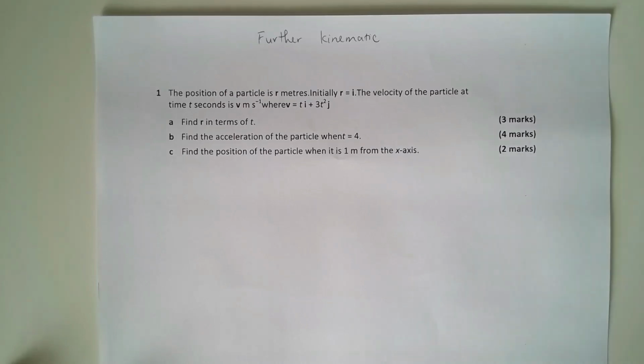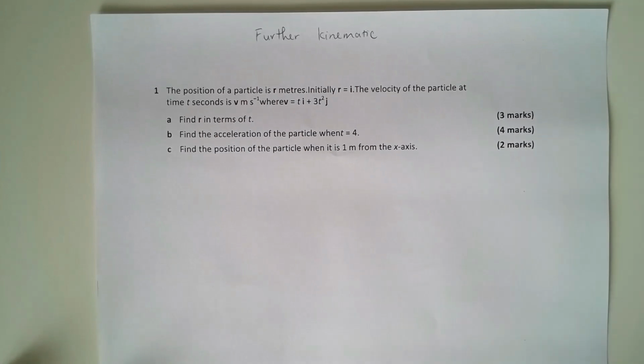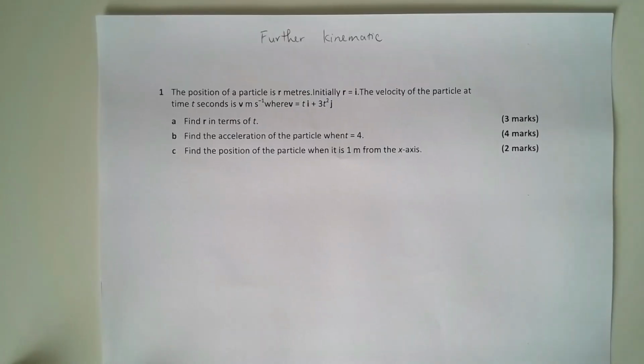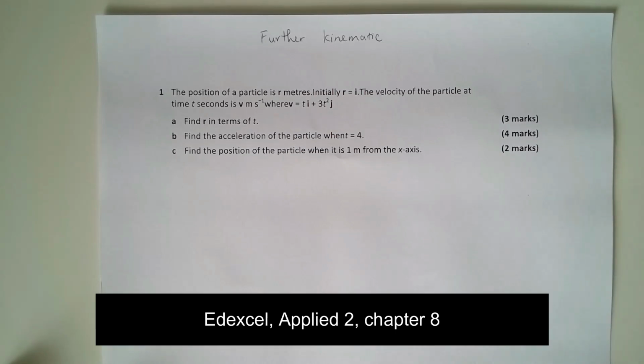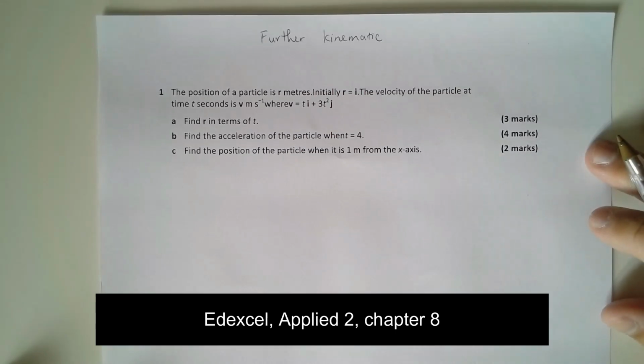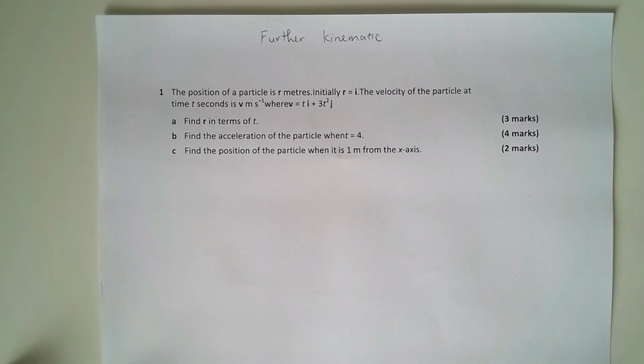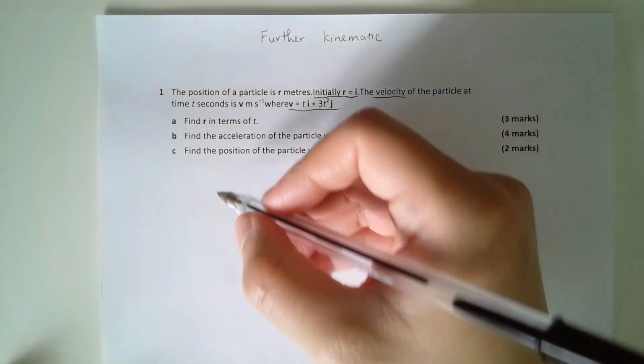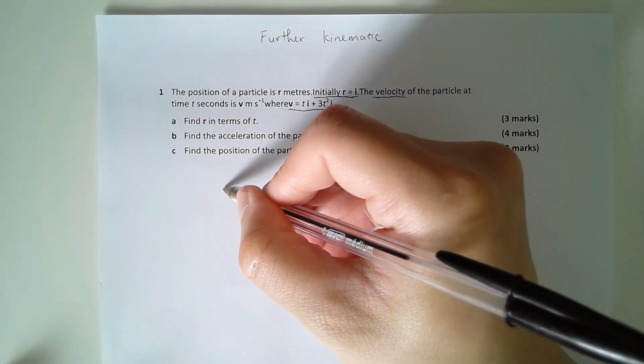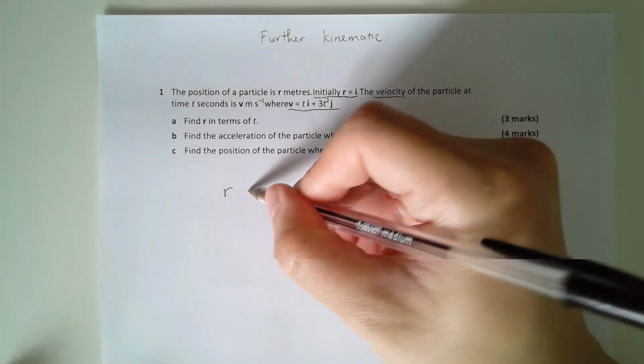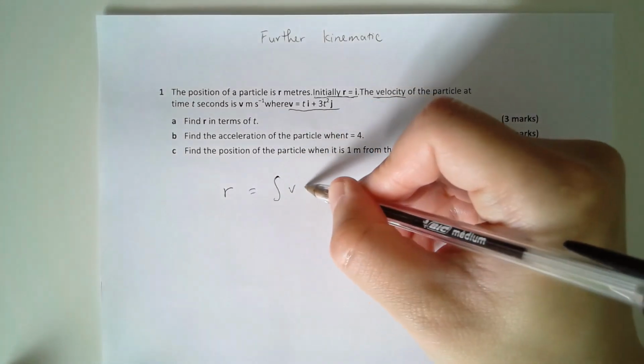Hello everyone. Today I'm going to talk about further kinematics, chapter 8 in Book 2 Applied. For the first one, when you read the question, pause the screen and read the question first, and then we can talk about it. So you should find r, which is exactly equal to the integration of v dt.